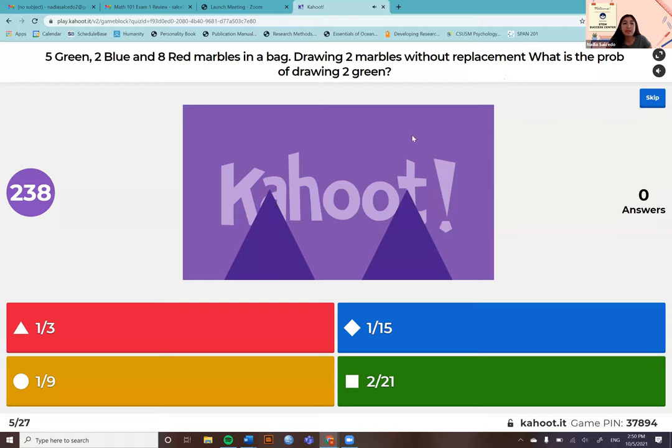Okay, so for this one, it's the same. 5 green, 2 blue, 8 red. Drawing 2 marbles without replacement, what is the probability of drawing 2 green? So this one's similar to the last problem, but there is something that is different in this problem. And the answer is reduced.